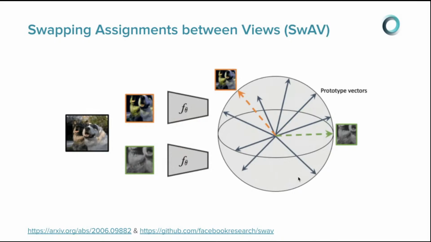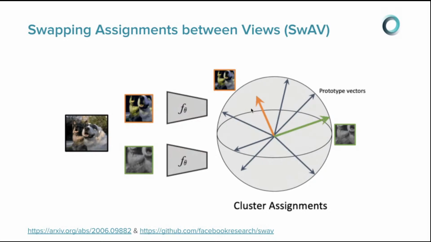In this SwAV approach, we do the comparison a little bit differently, and I guess this is a very interesting concept. They use something called prototype vectors. Those vectors are randomly initialized and trainable. When we have our embeddings, remember, the dashed lines, we look for the nearest prototype vector and assign that view to this prototype vector.